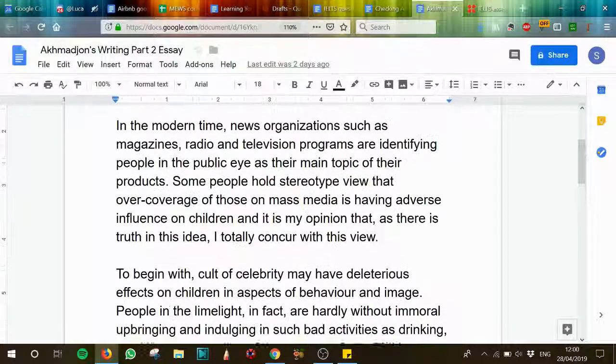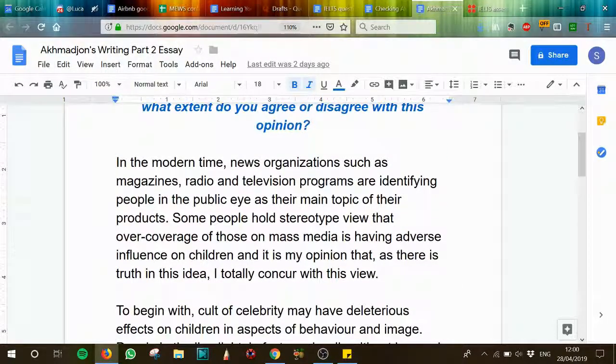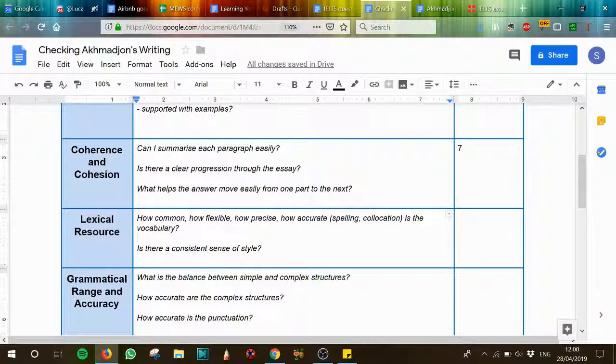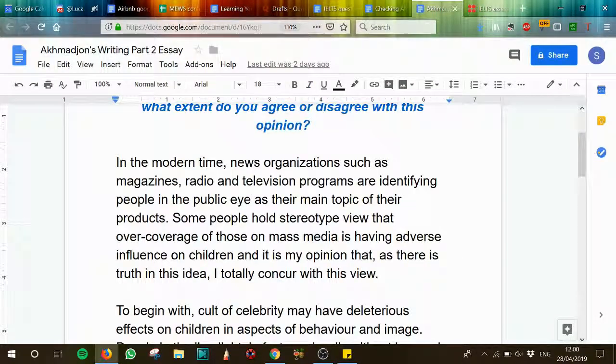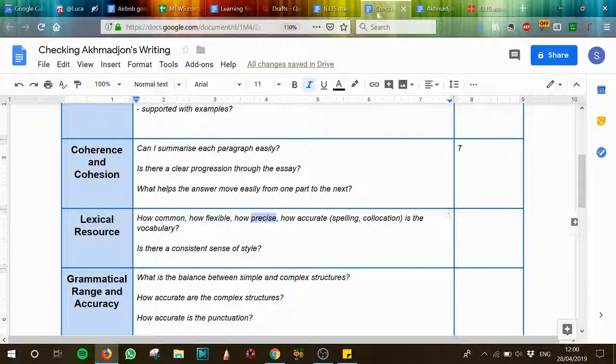So in terms of common, these words are all less common. Celebrity is quite common, but people in the limelight, people in the public eye, icons, idols, these are all less common pieces of vocabulary. So that's great. With all of these alternatives, he has a lot of flexibility for talking about celebrities. Precision, there's a good deal of precision. People in the public eye is perfect. There's no errors, no mistakes, and the meaning is very precise. So this means exactly what Akmajon wants to say.